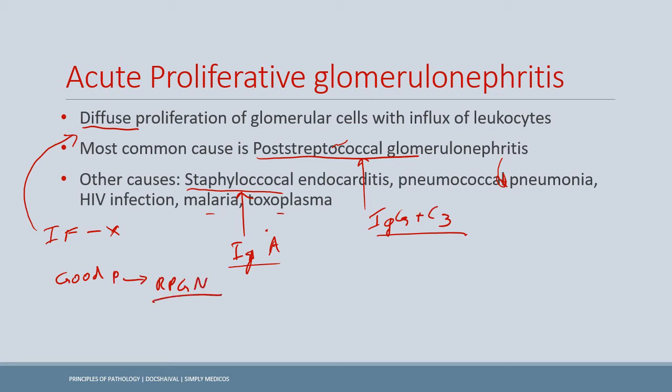So this diffuse proliferation which we are talking about in the case of PSGN is actually seen in light microscopy, not in immunofluorescence. It's not an immunofluorescence pattern, and I would make that very clear here. In PSGN we see rather a granular pattern of immunofluorescence, because it is an immune complex mediated disease.